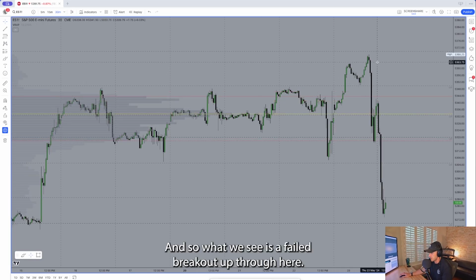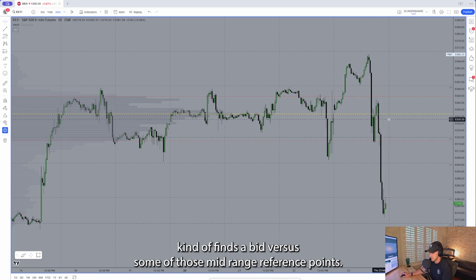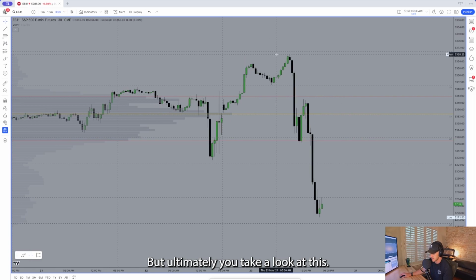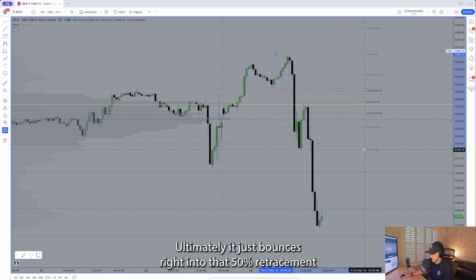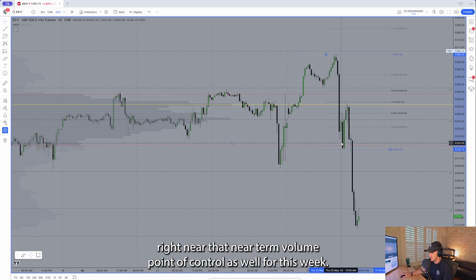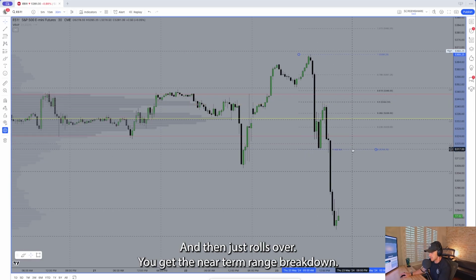Right, so you've probably heard the old Wall Street adage, from failed moves comes fast moves, and so what we see is a failed breakout up through here. Get that fast move lower, price kind of finds a bid versus some of those mid-range reference points, but ultimately, take a look at this. It just bounces right into that 50% retracement, which we know is that Fibonacci sell zone, right? 50 to 61%. So the 50% gets rejected there, right near that near-term volume point of control as well for this week, and then just rolls over. You get the near-term range breakdown.